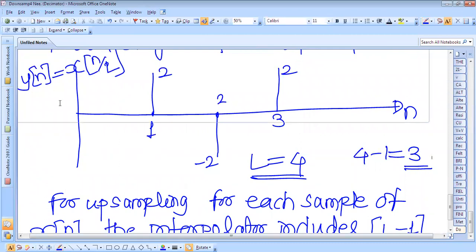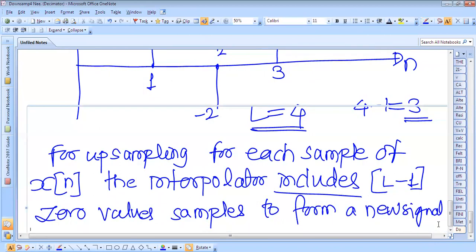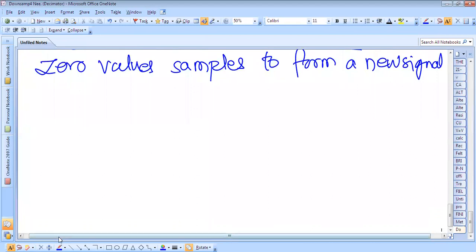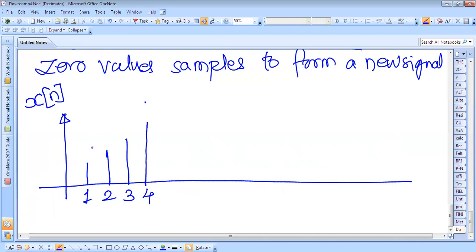So this is your output signal, and therefore we have to find the input signal. How we have to add the 3 zeros. So we will put like this 1, 2, 3. So your input signal to form the new signal will become like this. So this is x of n, and here we have got 4, 2.